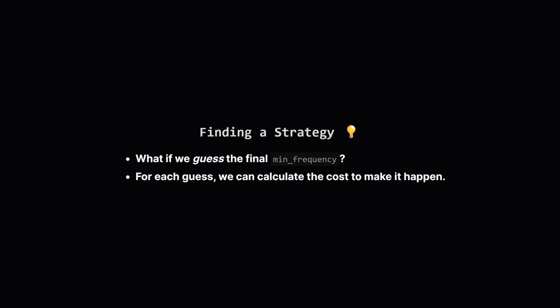Here's the key insight. Instead of worrying about all the possibilities at once, what if we just focus on one thing? What will the lowest frequency be in our final perfect string? Let's call this our base frequency. If we can just assume a value for this base frequency, we can then figure out exactly what we need to do with every other character to make it fit the K-special rule.